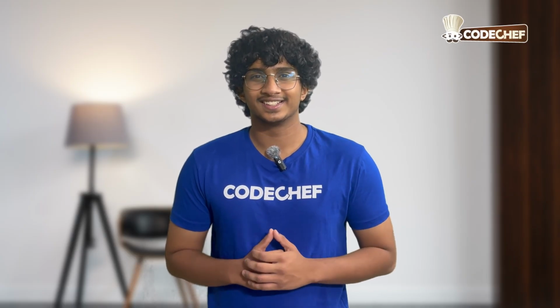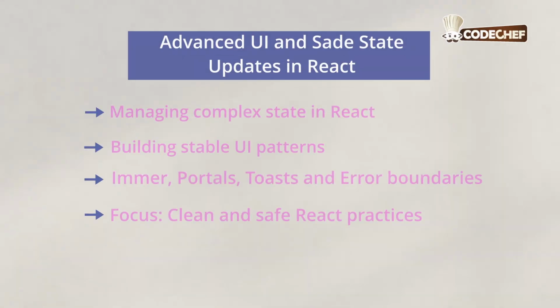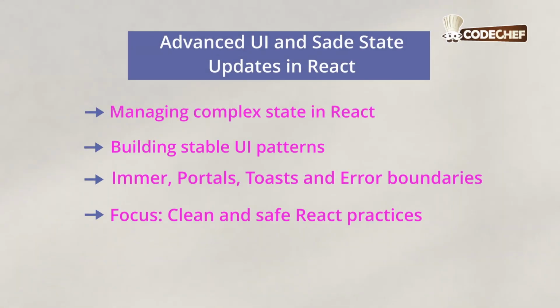So let's begin. Let us look at how we can manage complex UI in React while keeping our state updates safe and predictable. We'll explore tools like Immer, React portals, toast notifications, and error boundaries, all focused on writing cleaner and more reliable React code.